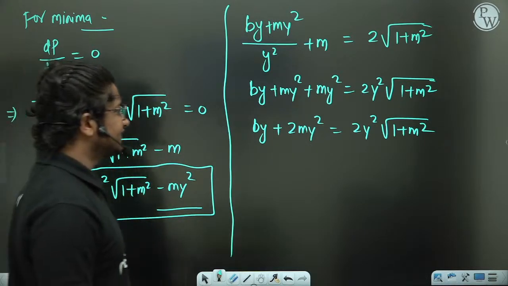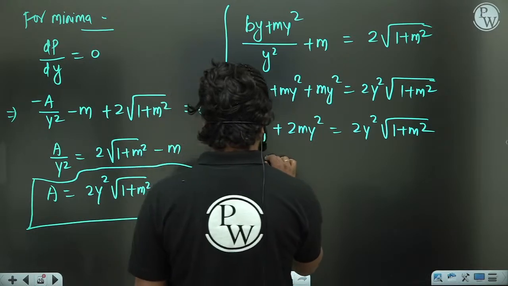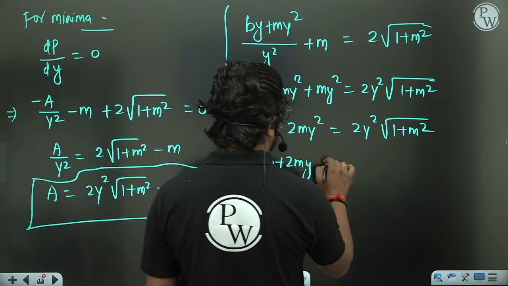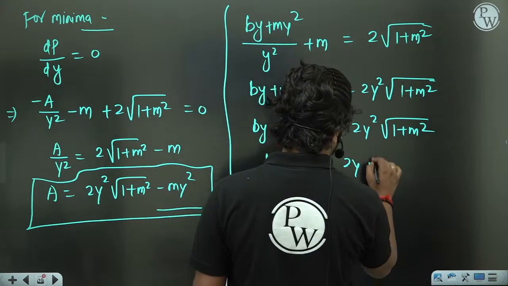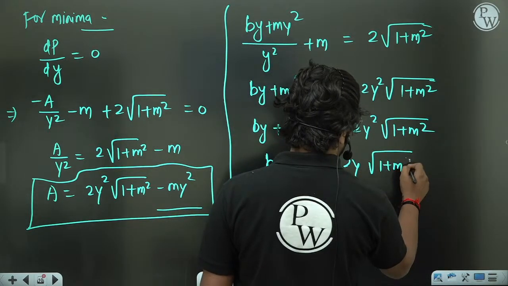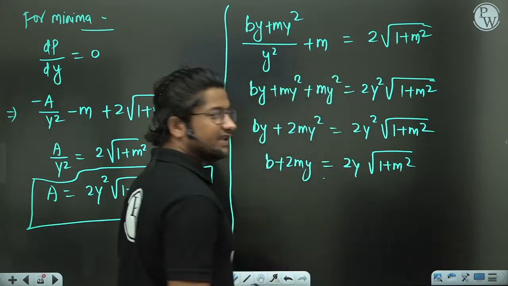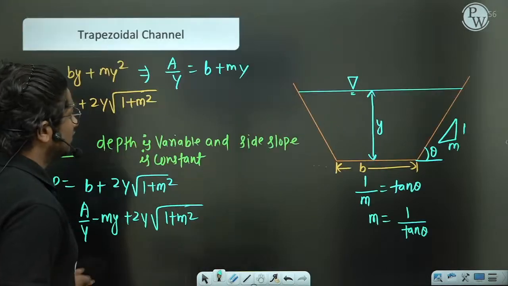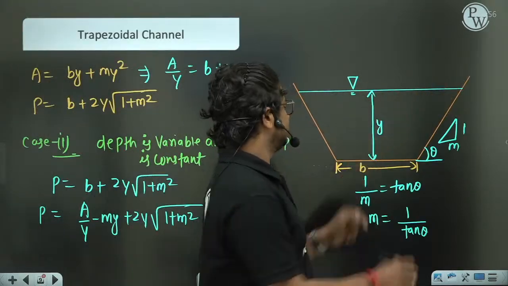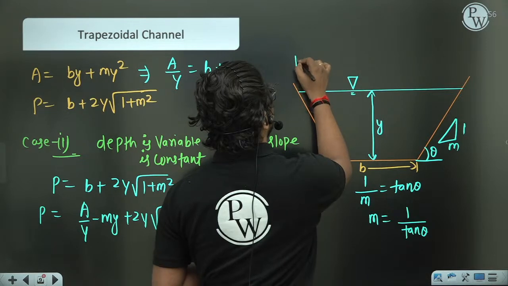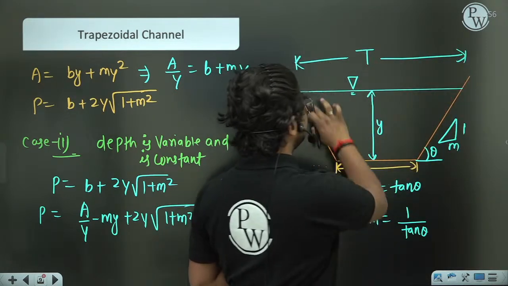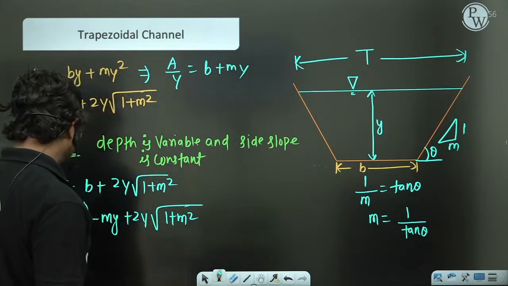Now things which are common, we can cancel it out. Like this will become b plus 2my. Y is common in both the parts: 2y root under 1 plus m square. Now if you notice, my dear, this b plus 2my is what? Is nothing but the top width. Top width is this part. B plus 2my, that is nothing but the top width.